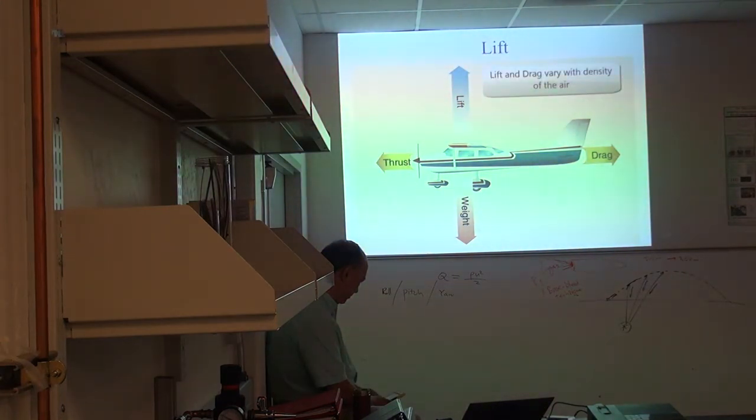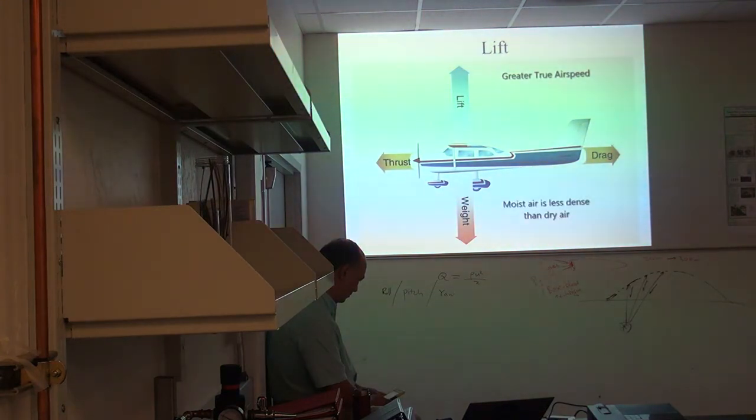Lift and drag also vary directly with the density of the air. Density is affected by several factors: pressure, temperature, and humidity. At an altitude of 18,000 feet, the density of the air is one half the density of air at sea level. In order to maintain its lift at a higher altitude, an aircraft must fly at a greater true airspeed for any given angle of attack. Warm air is less dense than cool air, and moist air is less dense than dry air.